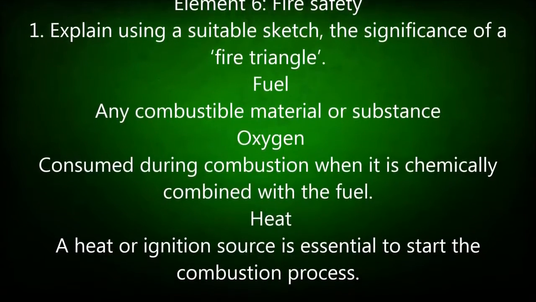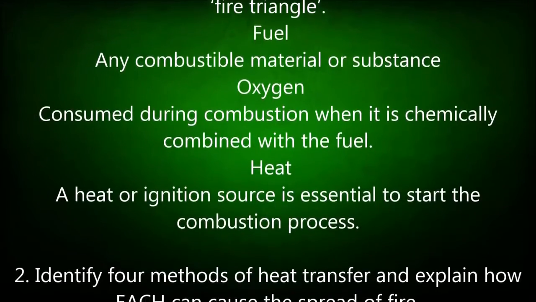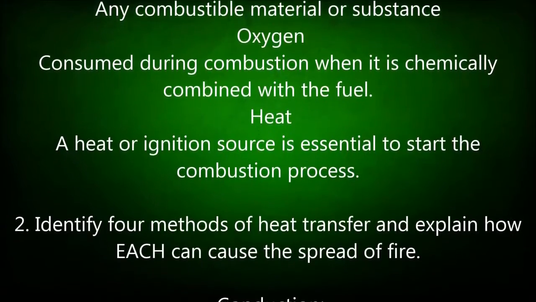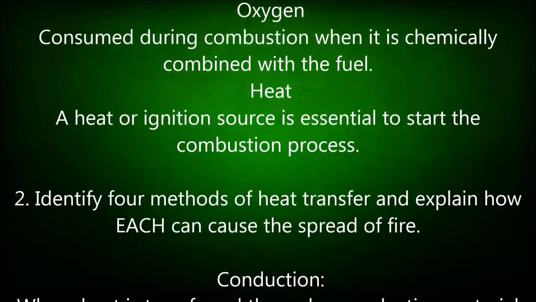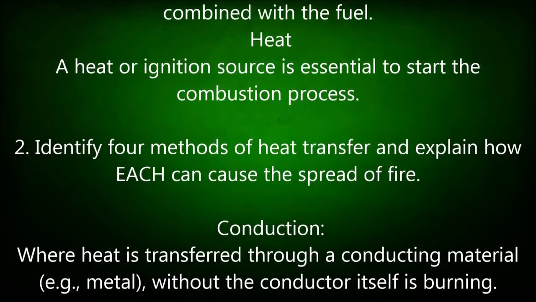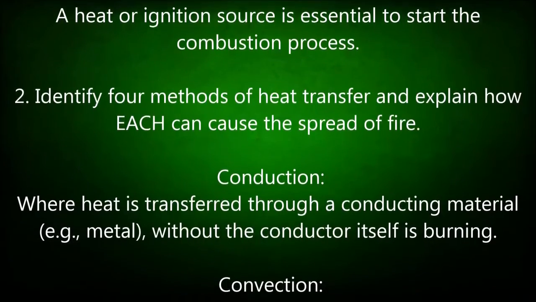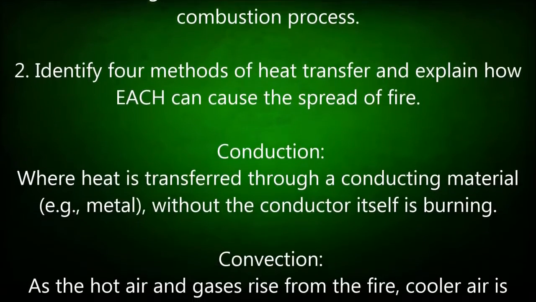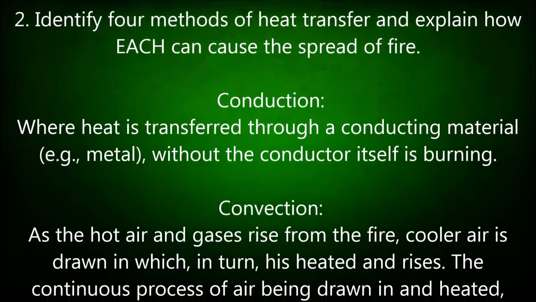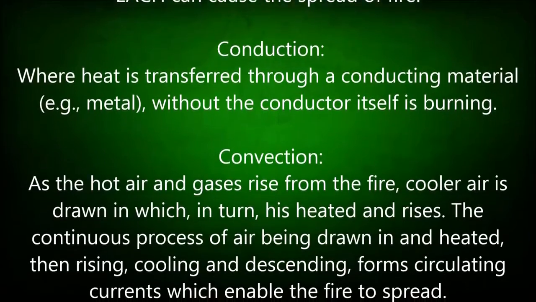2. Identify 4 methods of heat transfer and explain how each can cause the spread of fire. Conduction. Where heat is transferred through a conducting material, for example, metal, without the conductor itself burning. Convection. As the hot air and gases rise from the fire, cooler air is drawn in which, in turn, is heated and rises. The continuous process of air being drawn in and heated, then rising, cooling and descending, forms circulating currents which enable the fire to spread.